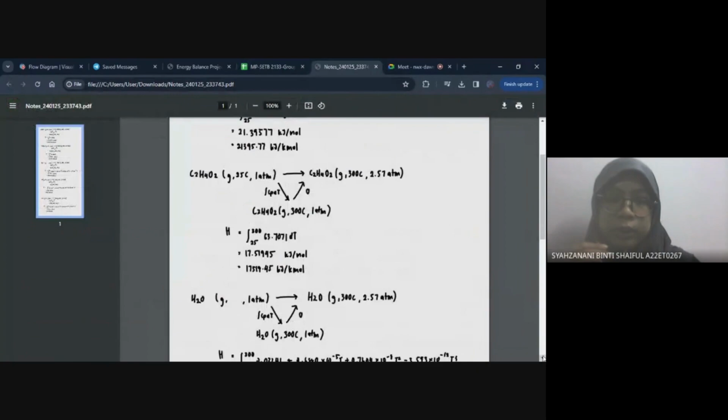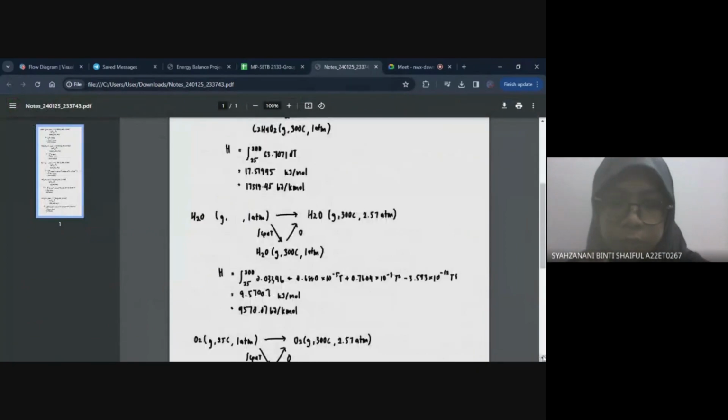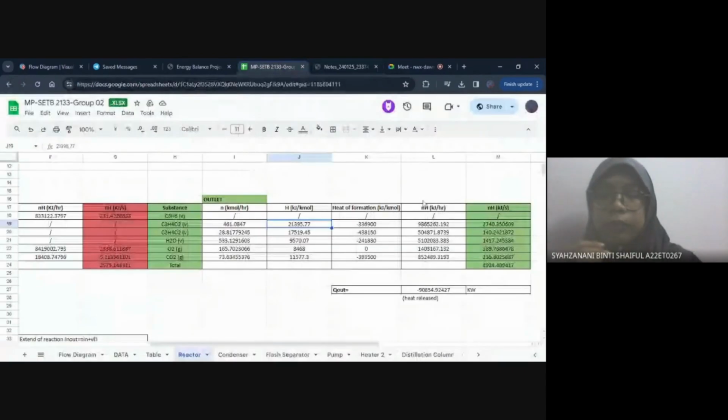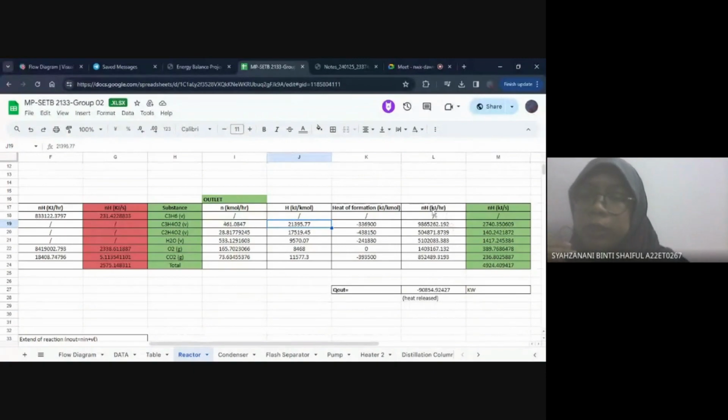For the other substances, just use the same formula and we get the answer. This is for the acetic acid, H2O, oxygen, and carbon dioxide. Then we calculate N times H, the molar flow with the enthalpy. We convert from per hour to per second, just to calculate the heat release, which we get as negative 90,854.92427 kilowatt. Okay, this is for my part. I will pass to the next person.